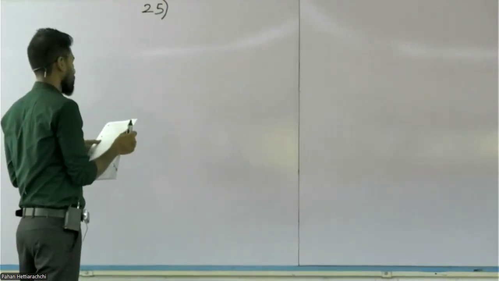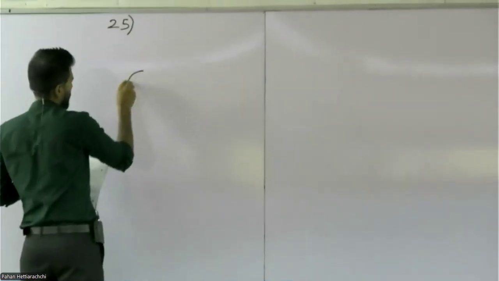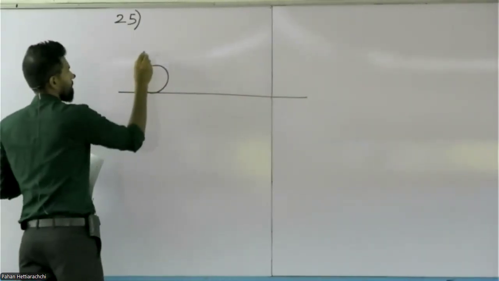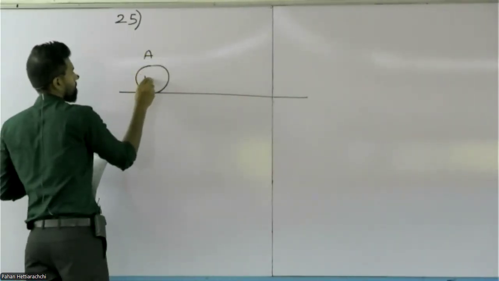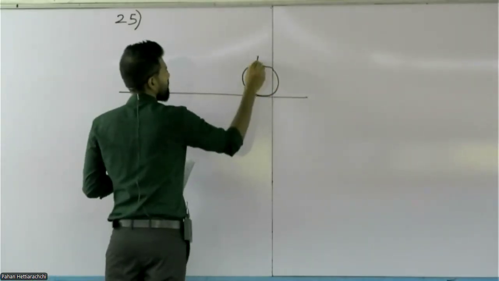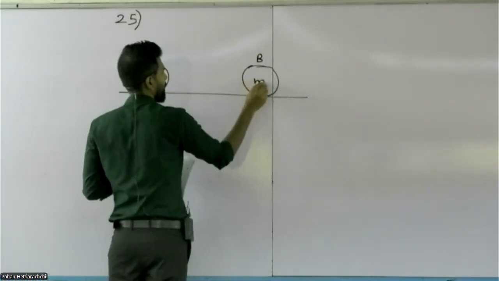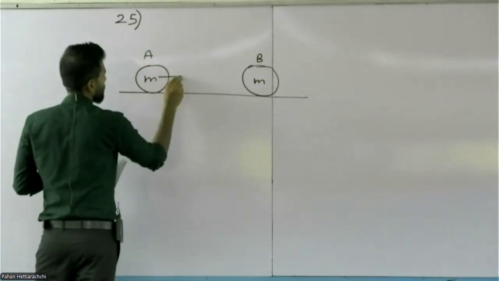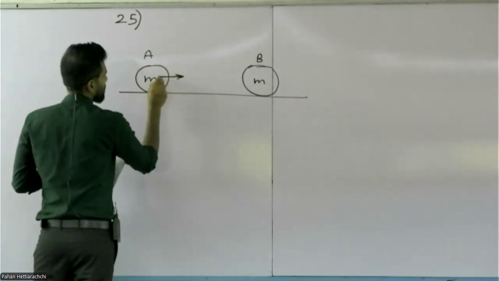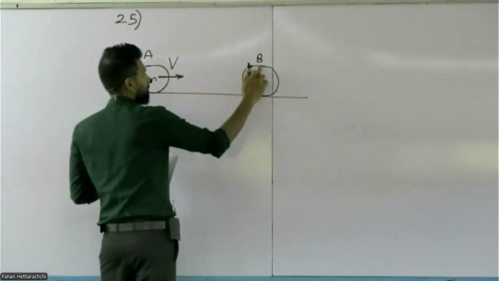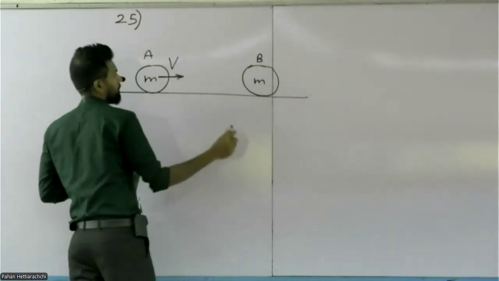Two identical billiard balls A and B collide. Okay, so this might be the billiard ball A with a mass M, and there's another billiard ball B. After a strike, these balls collide. By the strike, A might have received a velocity and it's moving towards B, which is initially at rest.